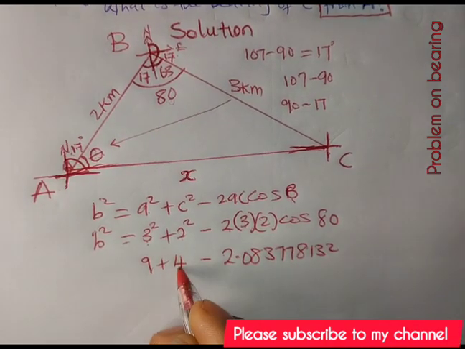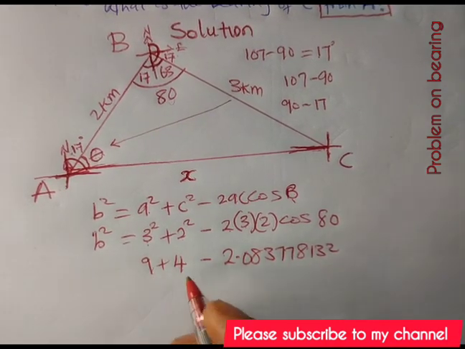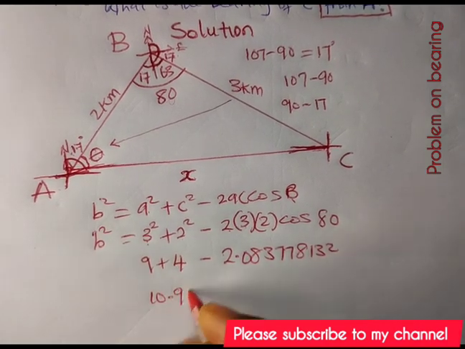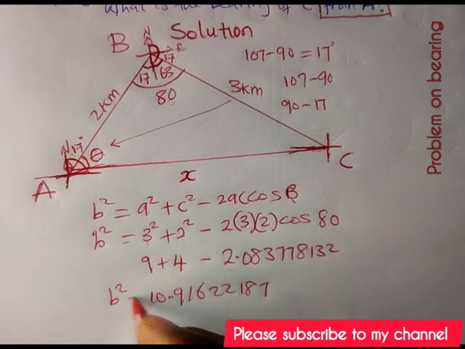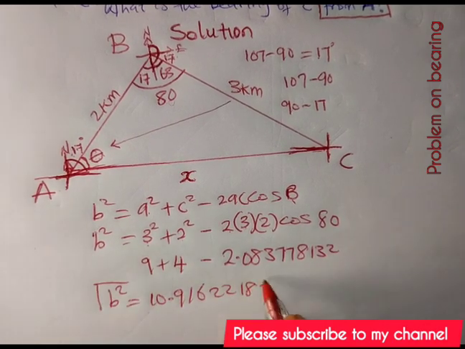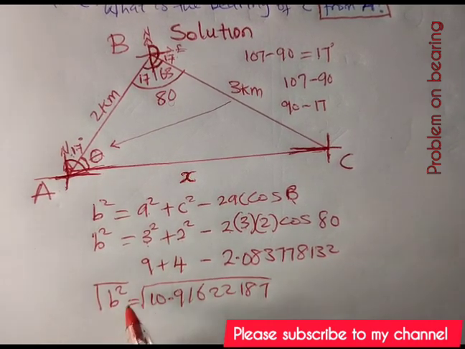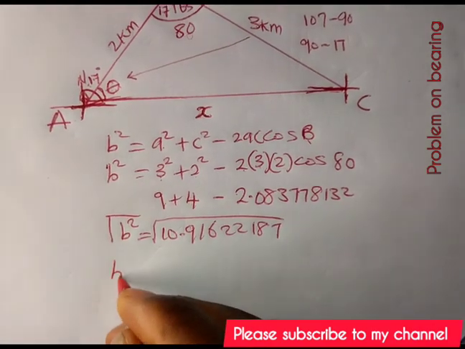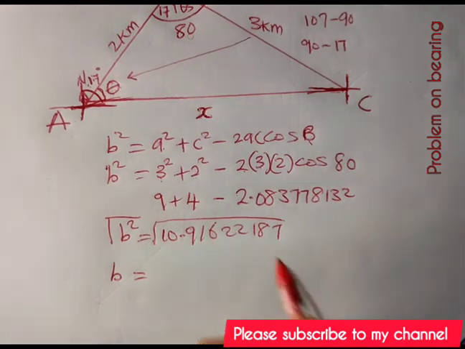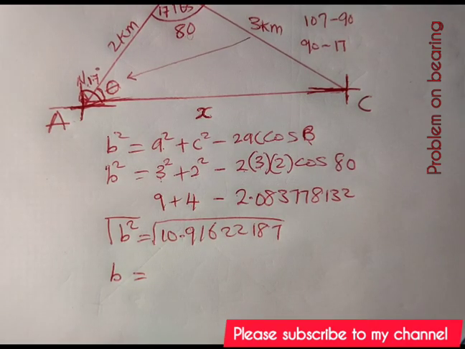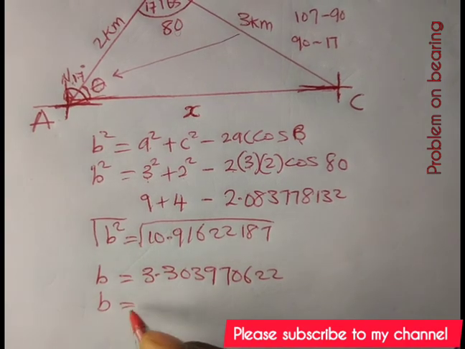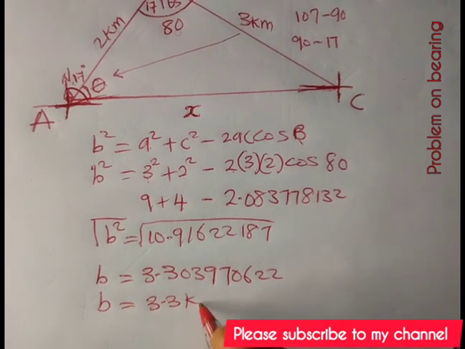2.0837. Add this and subtract this one. 9 plus 4 is 13. 13 minus this is giving me 10.9. Now record that we are solving for B. So take the square root of both sides in order to eliminate the square from B. So I'll have B equal to the square root of 10.9. I'll now have 3.3. We can approximate it as 3.3 kilometers.